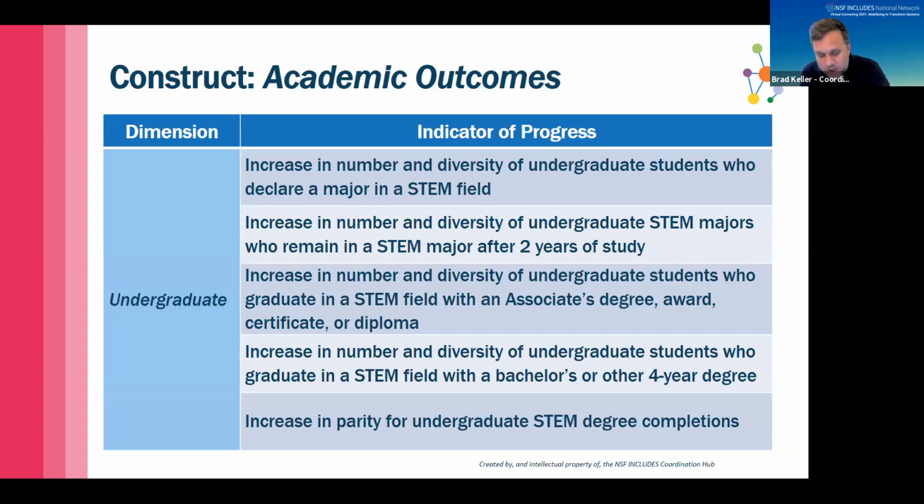So the structure of the inventory includes three things. Constructs, which are the broad goals that the STEM BP initiatives are designed to achieve. That's the dark blue lettering at the top. Construct here is academic outcomes in this example. Dimensions are the objectives associated with a given construct. That's the column on the left. So in this example, it's undergraduate. And indicators of progress are specific evidence that demonstrate attainment of a given dimension. And those are the items on the right. You can see 1, 2, 3, 4, 5. We have different increases in the number and diversity of undergraduate students, STEM majors, that type of thing.